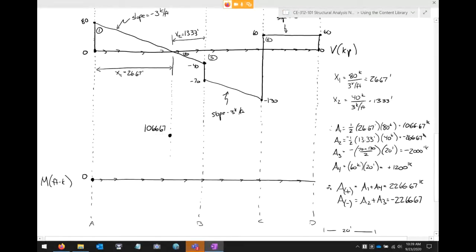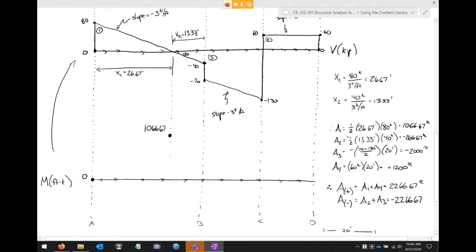Okay, watch this. Let's go up to the shear diagram. Always make sure that you're paying attention up here. Right at this point right here, we have high shear. Here, low shear.